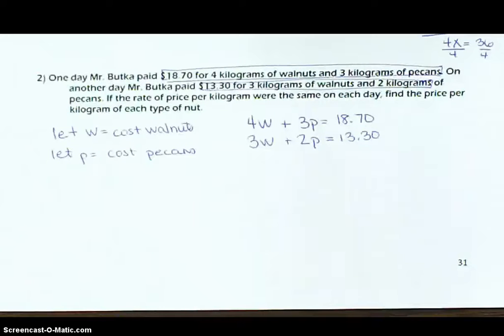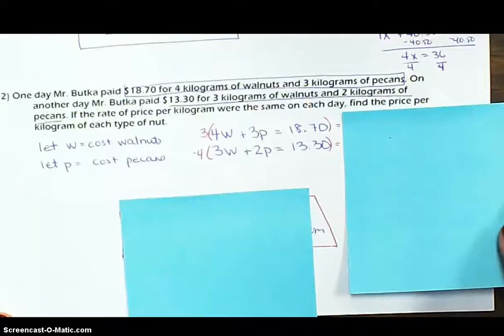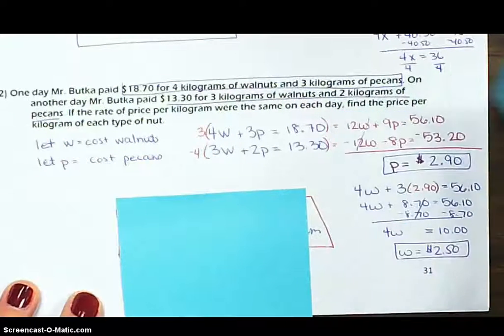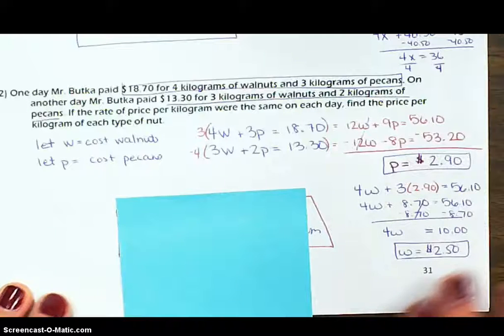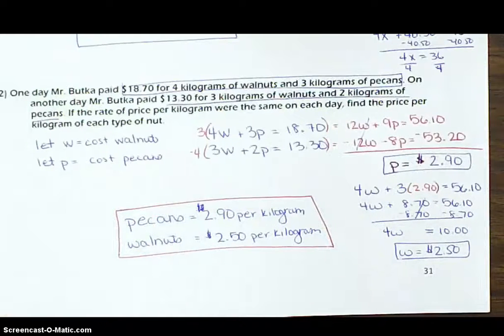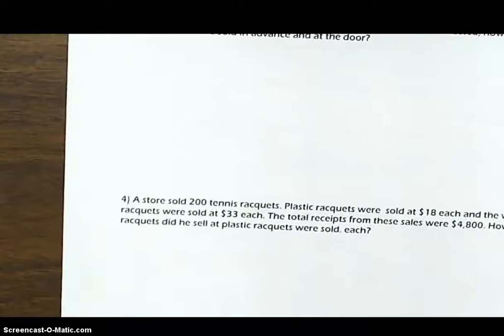So go ahead, I'm going to have you pause the video and solve this one on your own. All right, let's see how you did. So I multiplied the first equation by 3, the second by -4. All right, here's the work that I did, and I was able to get a grand total of $2.90 for the pecans and $2.50 for the walnuts. All right, let's go ahead and flip the page and try another question.